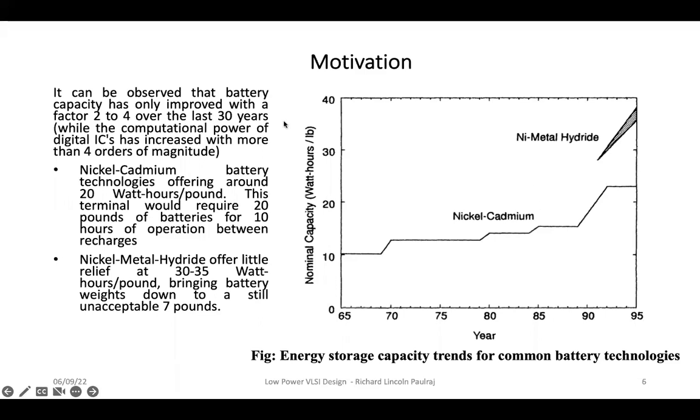So moving on, here I have put up a graph where you can see different technologies, nickel cadmium, nickel metal hydride. On one side of the axis you can see the year, and on the other side you can see how many watt hours it is going to give. So you can see this nickel cadmium gives you approximately about 25. Then nickel metal hydride, approximately about 35 to 40 watt hours.